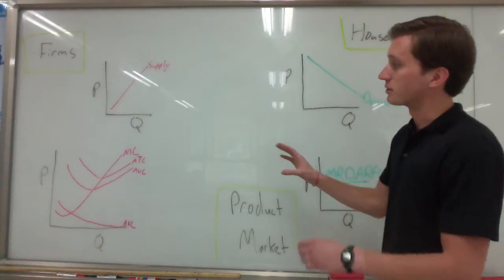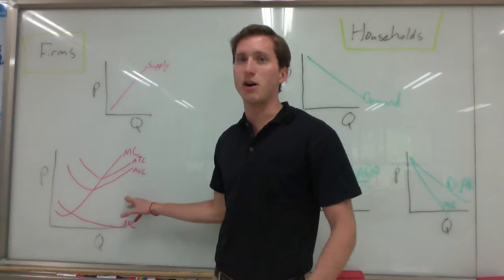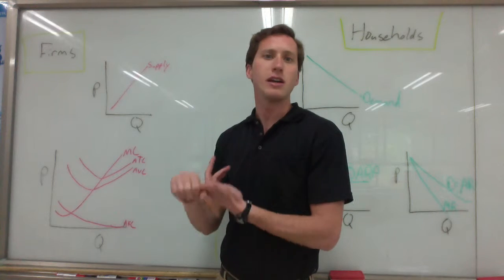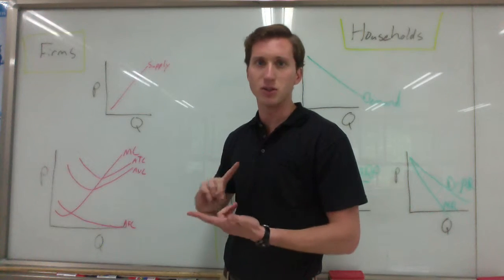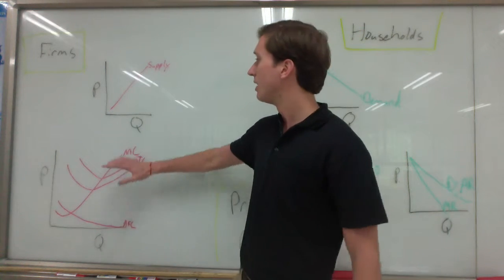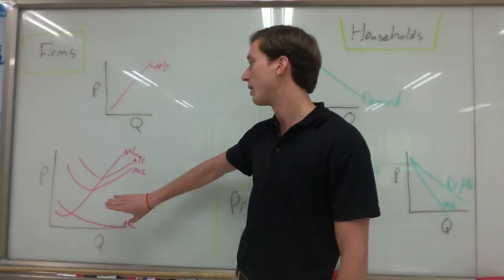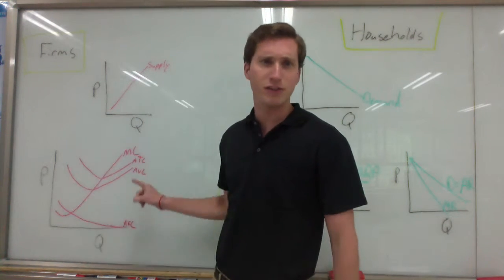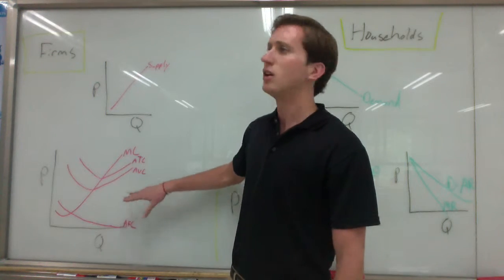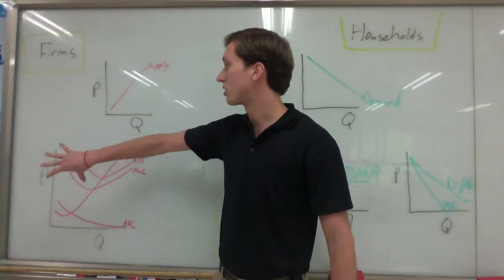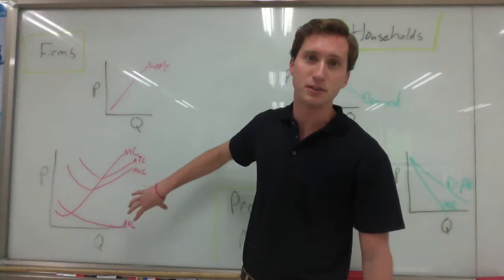I'll start with the firms. Whether it's perfect competition or imperfect competition, so that's monopolies and oligopolies, their cost curves are the same. There'll be later videos talking about how all of these fit together and how to correctly draw these. That's our supply and then our costs. That's what the firm has.